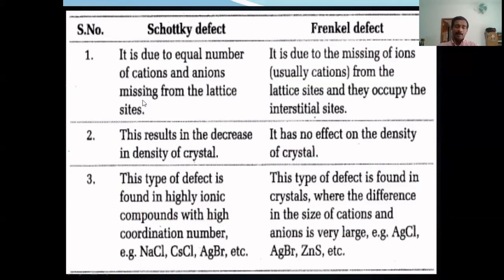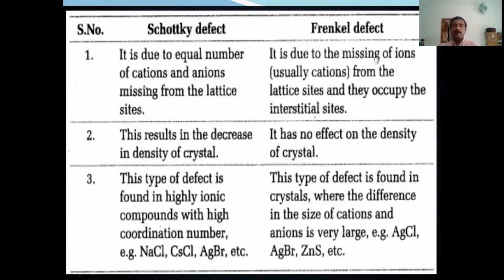In Schottky defect, equal numbers of cations and anions are missing from the lattice sites. Due to the missing of particles from the lattice site, there is a decrease in density. This type of defect is found in highly ionic compounds with high coordination number. Example, sodium chloride, cesium chloride. Sodium chloride, what is the coordination number? 6 is to 6 coordination. Cesium chloride, what is the coordination number? 8 is to 8. Okay, sodium chloride 6 is to 6 coordination, cesium chloride 8 is to 8 coordination. We discussed it in the last class.